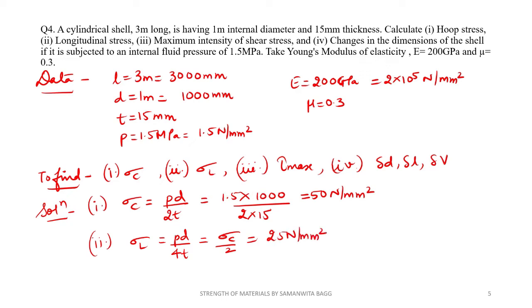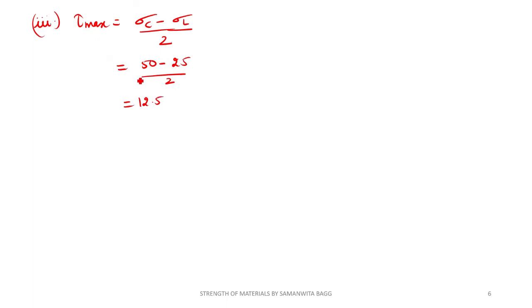Now the third thing that I need to calculate is tau max. For tau max, we know the formula is sigma C minus sigma L whole divided by 2. So this is 50 minus 25 by 2, that is 12.5 Newton per mm square.